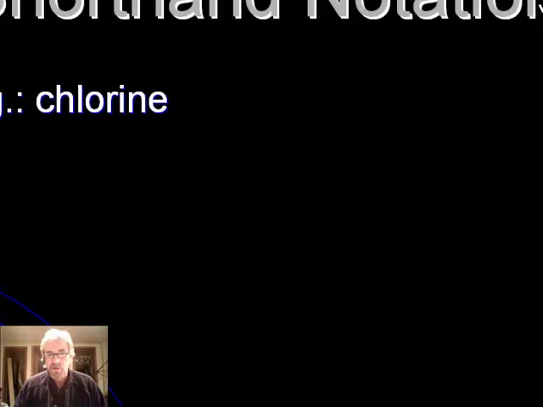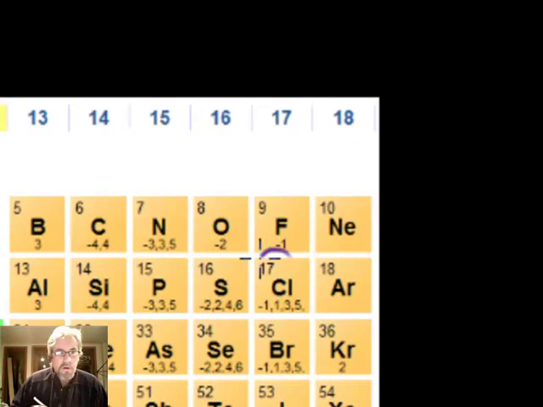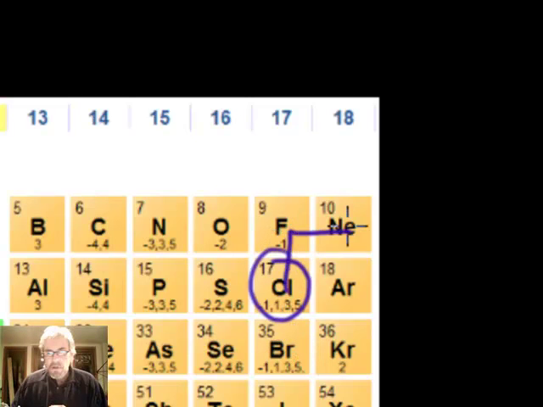So chlorine, for example. All right, so first I want to locate chlorine. Here it is right there. I go up one row and over to the right, and that's the previous noble gas. That's what I want to start with. So I'm going to write down, in square brackets, neon.